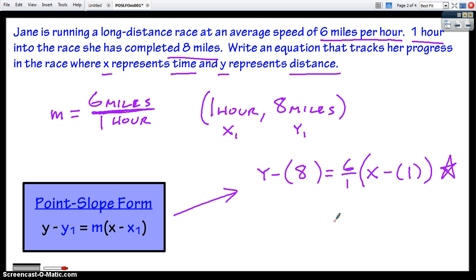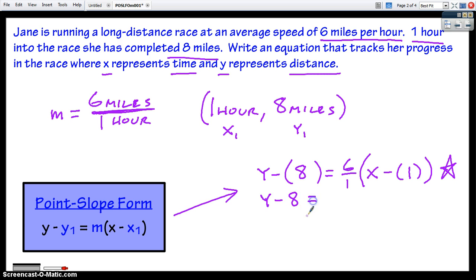Now, depending on what problems you're doing in the book or any problems in general, they may ask you to clean this up, because this is kind of messy. There's a lot going on here, and a lot of people just prefer slope-intercept form. So I'm going to go ahead and go one extra step, and I'm going to clean this up and put it in slope-intercept form. So over here, first off, let's just lose the parentheses. I just put those there to remind myself where to put the 8 miles.